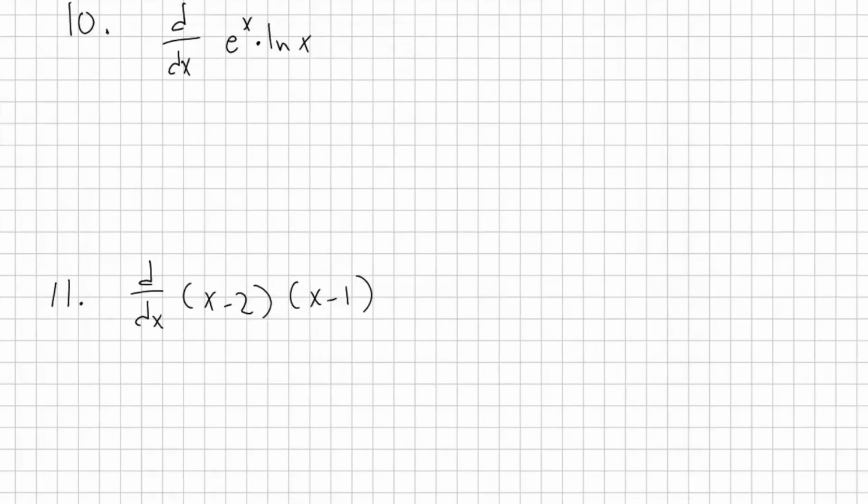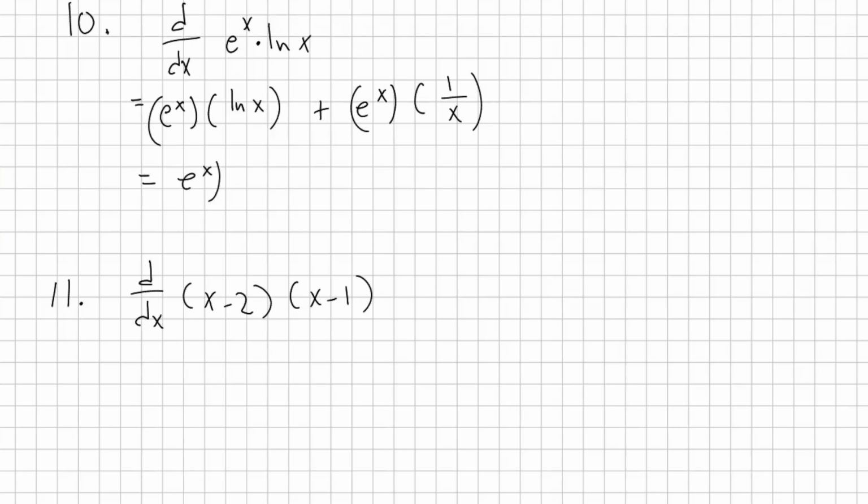Alright, so question 10 asks to state the derivative of e to the x natural log of x. So what we want to do is product rule, because multiplication is involved. So it's going to be equal to e to the x multiplied by natural log of x, because the derivative of e to the x is e to the x. Plus, we're going to be adding e to the x multiplied by 1 over x, which is the derivative of natural log of x. So we're going to get e to the x natural log of x plus e to the x over x.